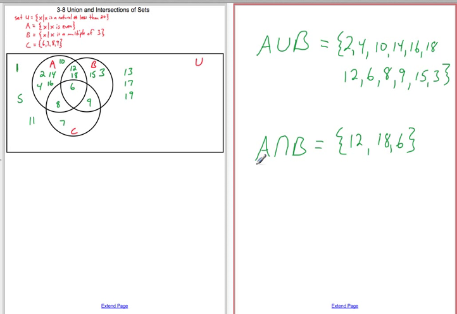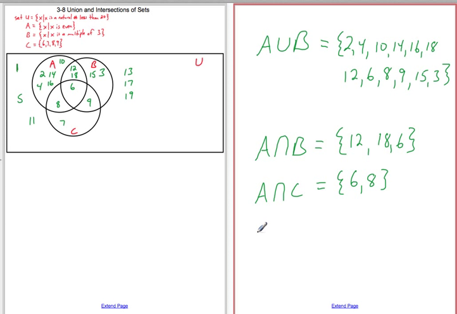So let's see. What is the intersection of A and C? So the intersection of A and C is just this portion here where A and C are intersecting. So 6 and 8 would be the answer here.